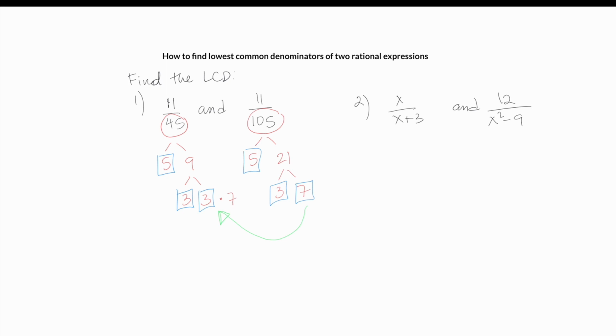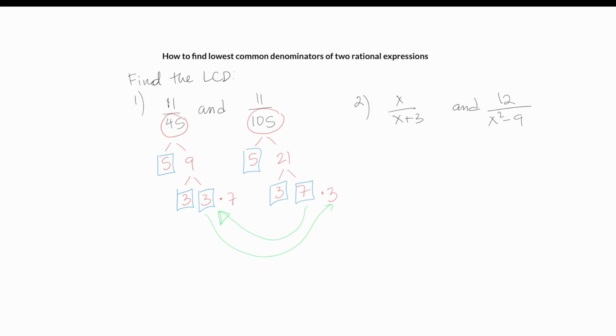And the 105 on the other side will get the non-matching part. So it already has a 5, a 3, and a 7. And if you compare it with 45, this one has a 5, a 3, and an extra 3. So this extra 3 needs to be given to 105. And now the breakdowns match. They're exactly the same. 5, two 3s and a 7, 5, two 3s and a 7.